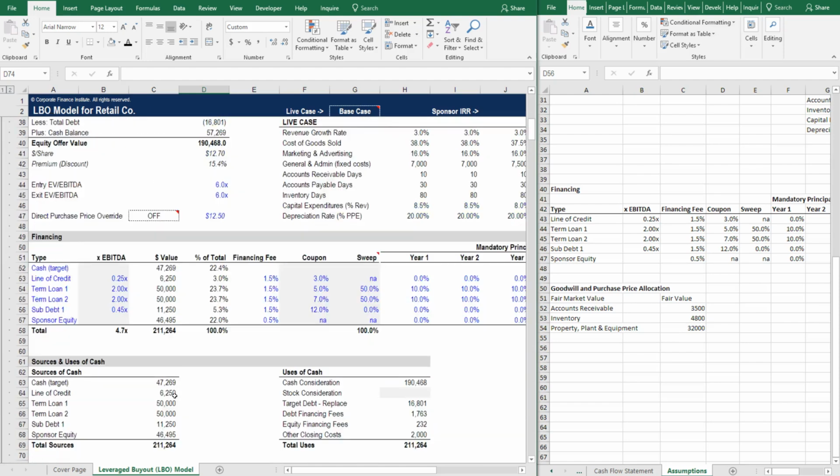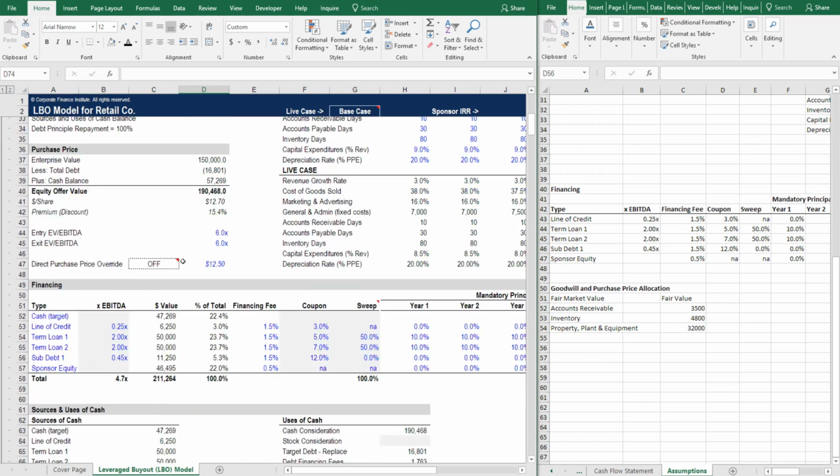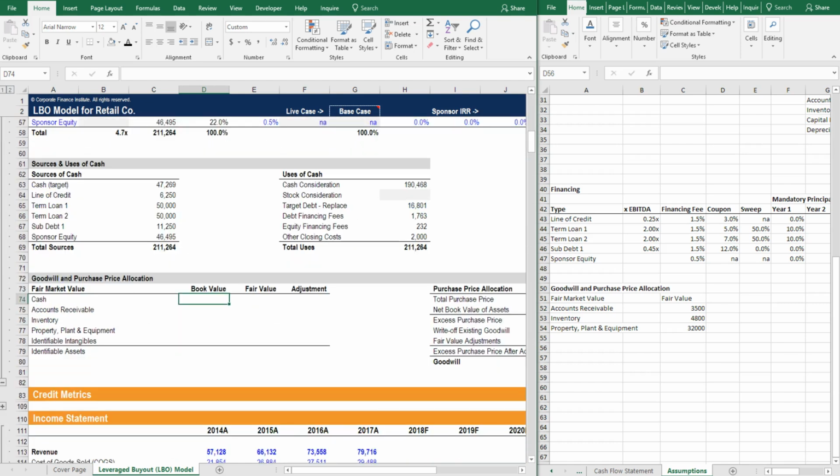Alright, we're back up in the assumptions section of the model. And if you recall, in the assumptions section, we finished everything except the goodwill and purchase price allocation. Now that we've put in the historical balance sheet, we can calculate this. First, we're going to do some linking of book value items.